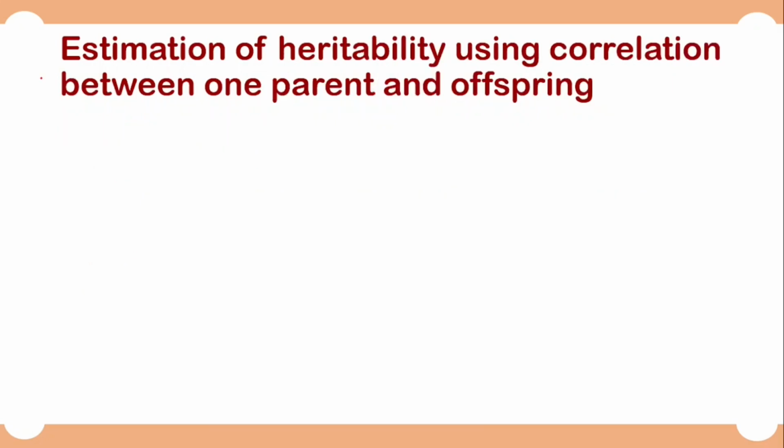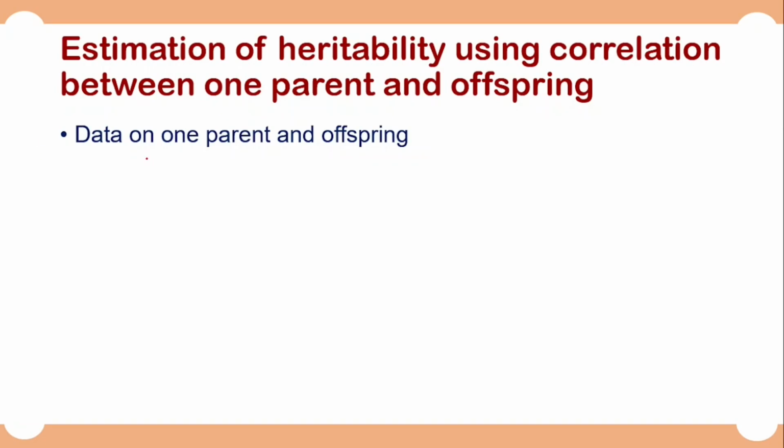In this video I will only provide you one example, that is the estimation of heritability using correlation between one parent and offspring. And this similar method can be used to estimate heritability using correlation between mid-parent and offspring, or correlation between full sibs, or correlation between half sibs. So let's see how we can estimate heritability using correlation between one parent and offspring.